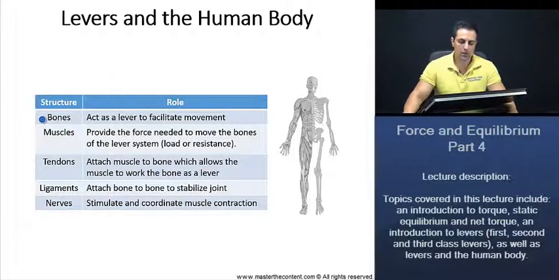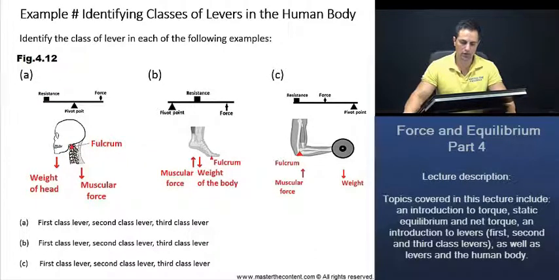Wonderful. Bones act as a lever to facilitate movement. Muscles provide the force needed to move the bones of the lever system. Tendons attach muscle to bone, which allows the muscle to work the bone as a lever. Ligaments attach bone to bone to stabilize the joint. Nerves stimulate and coordinate muscle contraction. Wonderful. Now let's be ready to go on to our next slide.